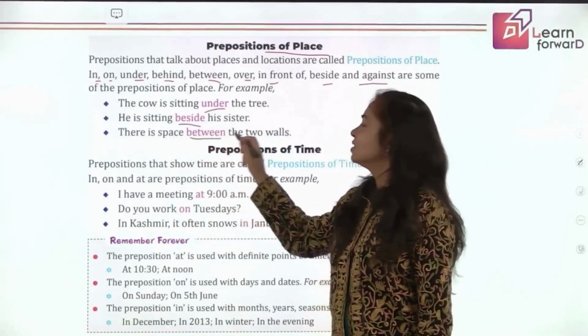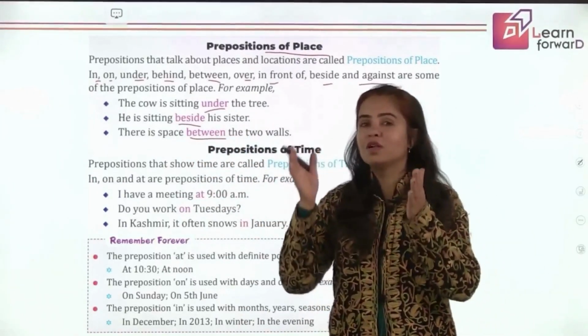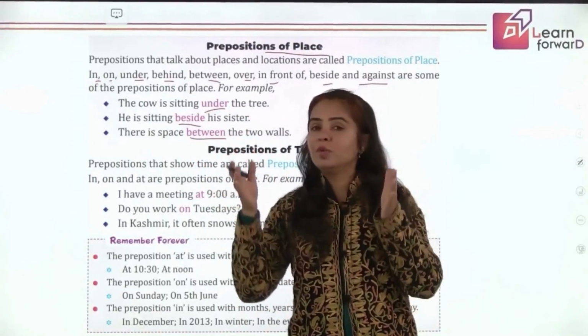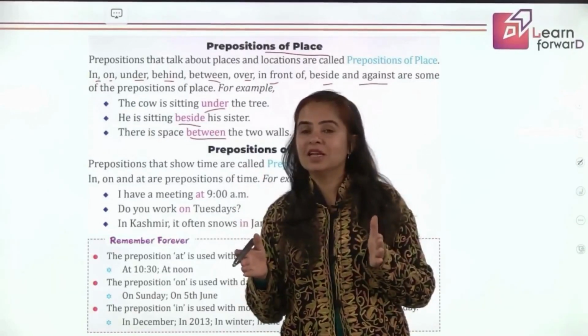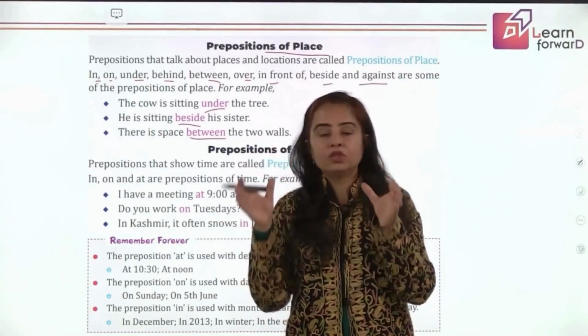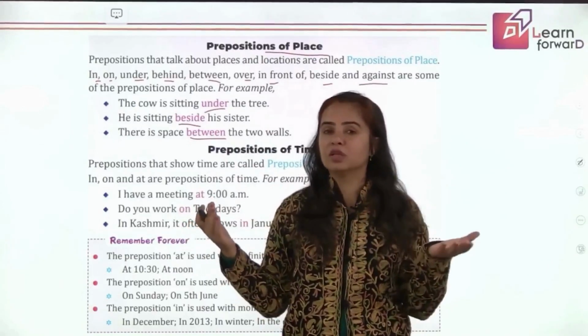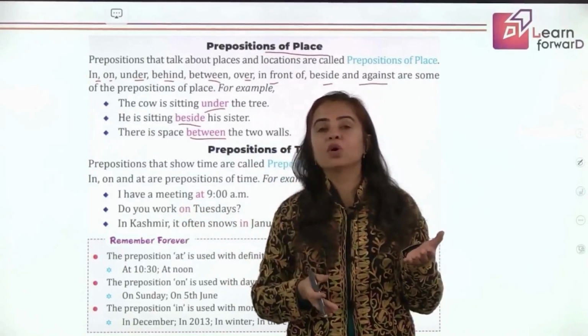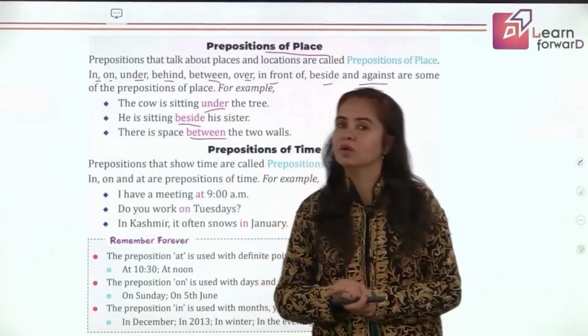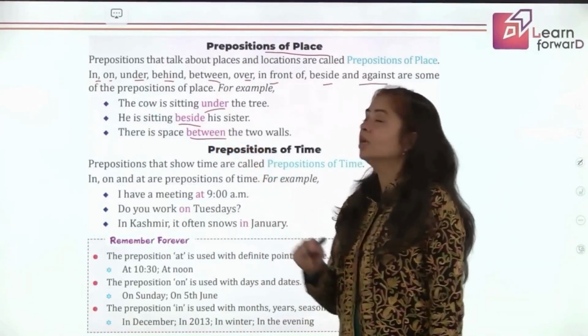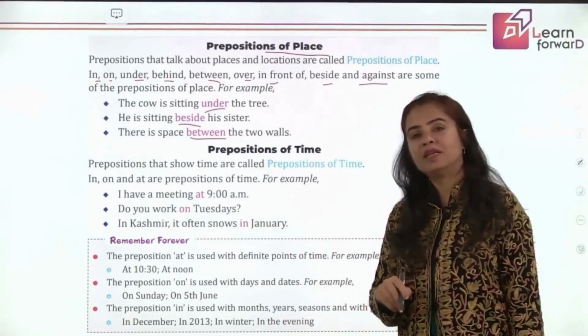There is space between the two walls. So, I just told you, between the grandchildren, isn't it? So, when there is something between two, one is on the right side, one is on the left side. So, the middle one is called between the two, right? So, this is another preposition of place.